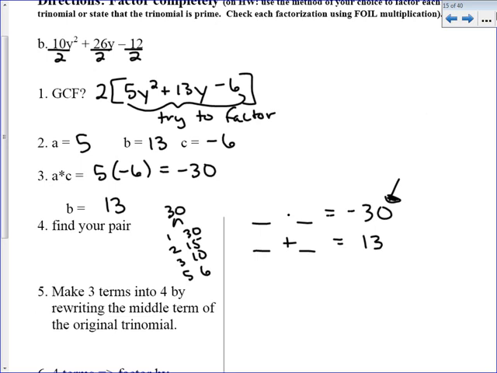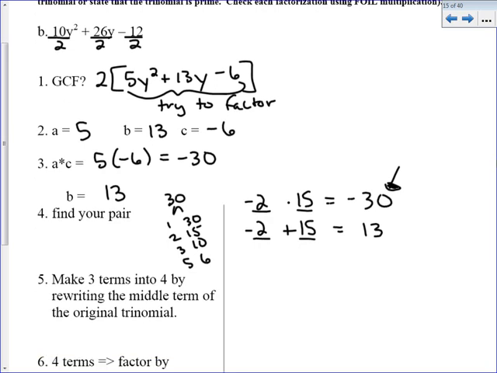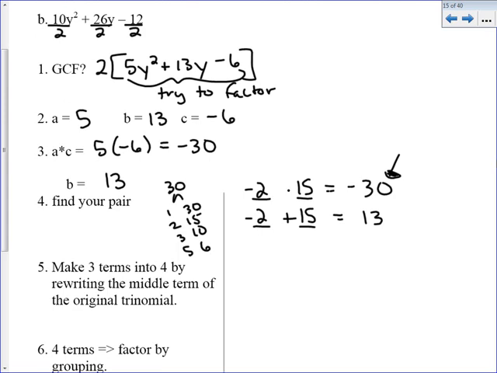What are you at, Napoleon? 2 and 15. And what are your signs going to be? Negative 2 and positive 15. So the other tempting pair with this is the 3 and 10, but you could never get to a negative 30 while keeping a positive 13. Now if you put 15, then negative 2, you will get the same answer in the end. Your groups will just look different. So if you're working ahead and you went for 15 minus 2, keep going.